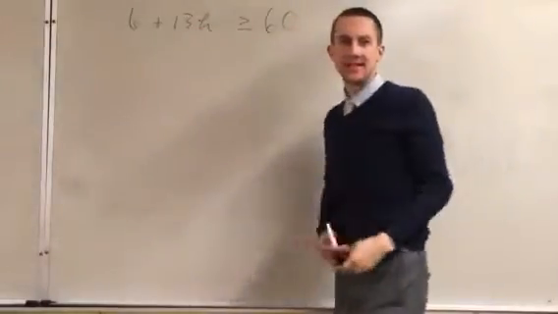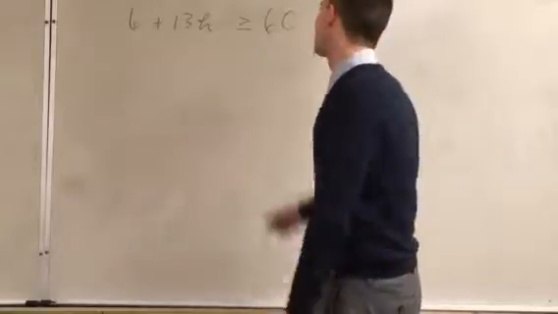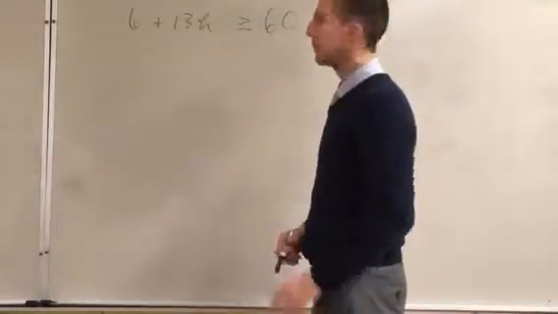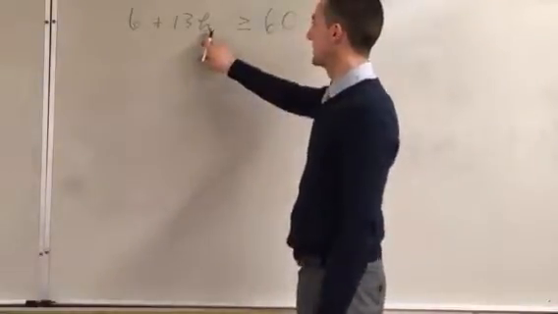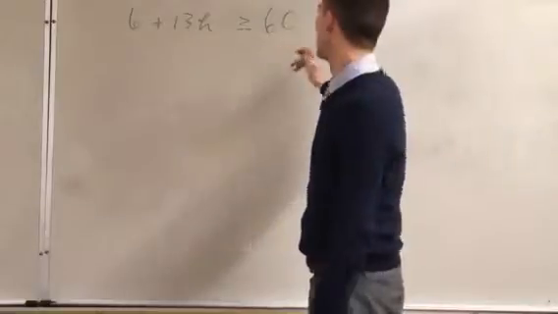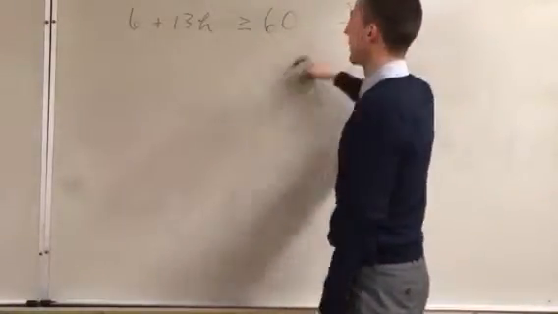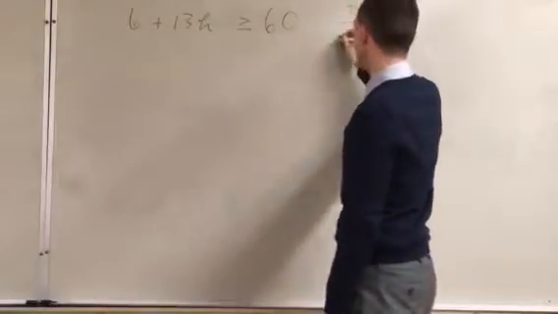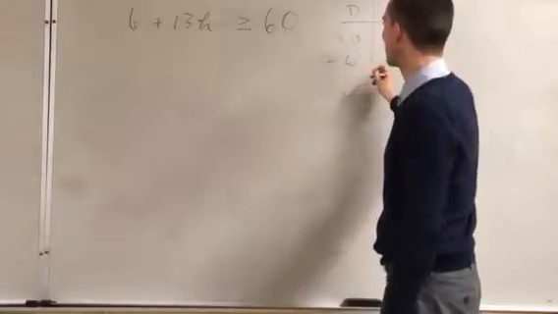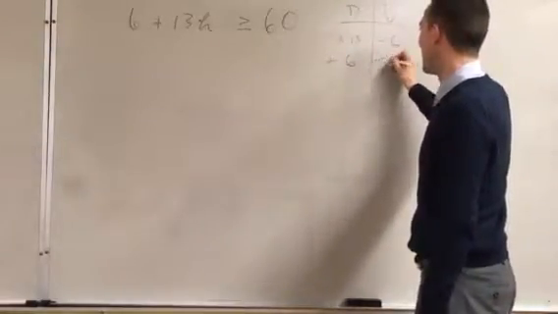And now the question is, find how long we have to work in order to have 60 or more dollars. So we're trying to figure out what this H is that makes this statement true. So we might think about our do-undo table. So what are we doing to H? We're multiplying it by 13, and then we are adding 6. So to undo that, we need to subtract 6, and then we need to divide by 13.